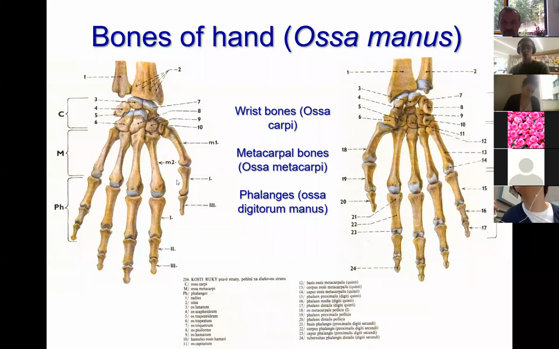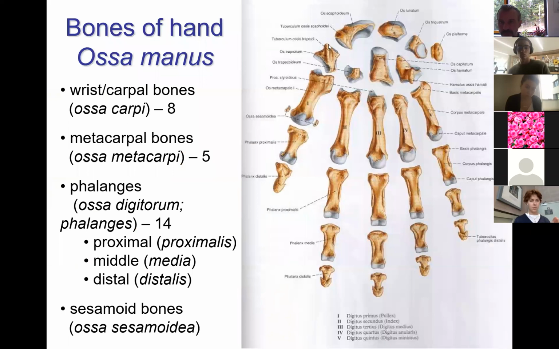In the hand, we have 8 wrist bones or carpal bones, 5 metacarpal bones, which are in the palm. Yeah, so they are here hidden and they form the bottom of the palm. And then 14 phalanges. Yeah, not 15, as in thumb we have only 2. So that means 14. Now let's talk about them in detail.